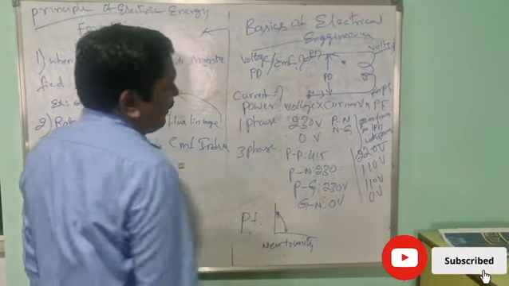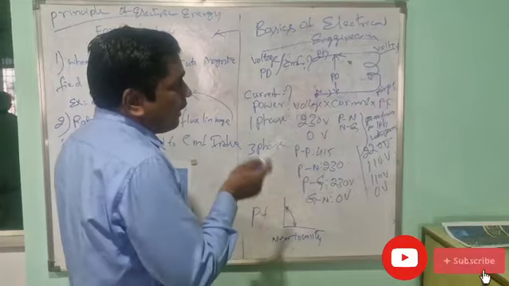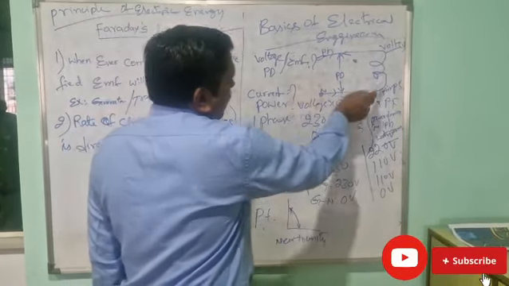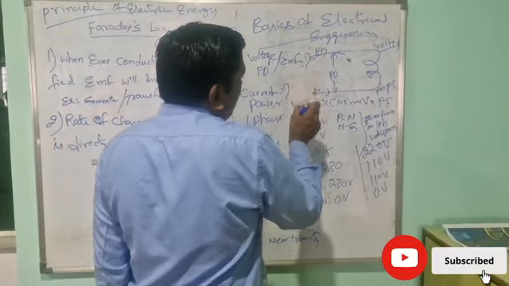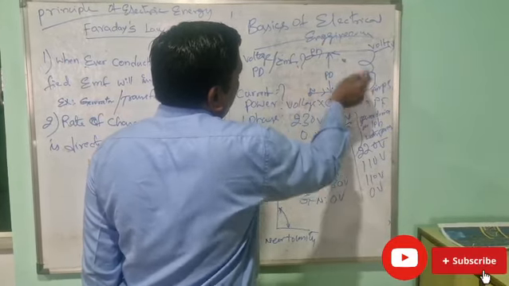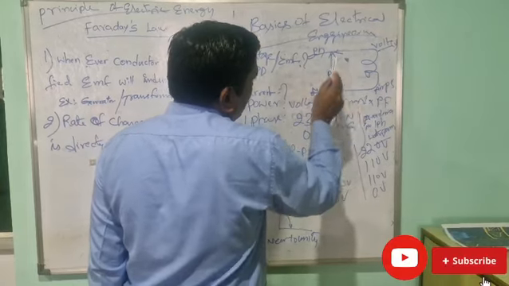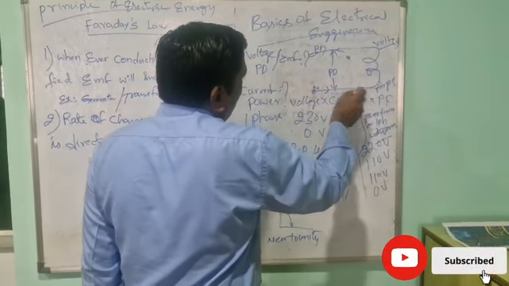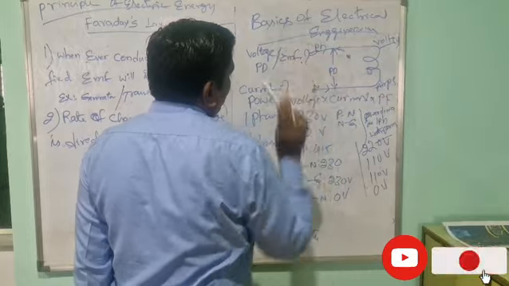What is meant by current? Current is nothing but the flow of electrons flowing in the circuit. If it is single phase AC, current will flow from neutral to positive phase. If it is DC voltage, it will flow from negative to positive.